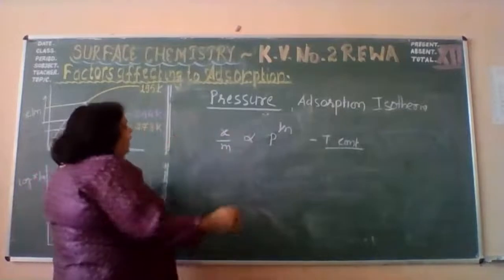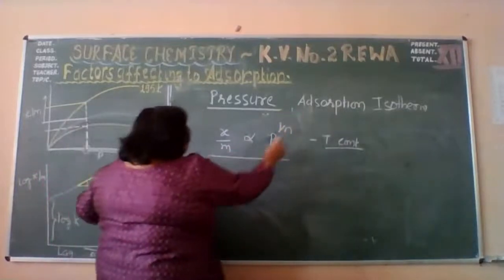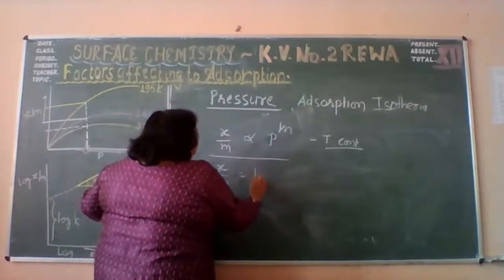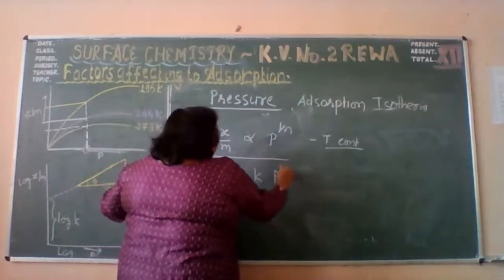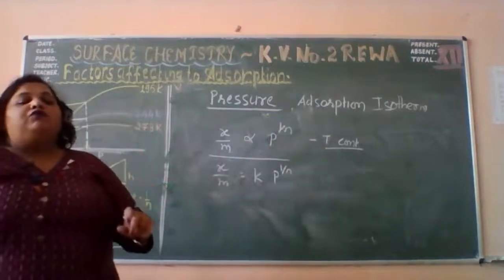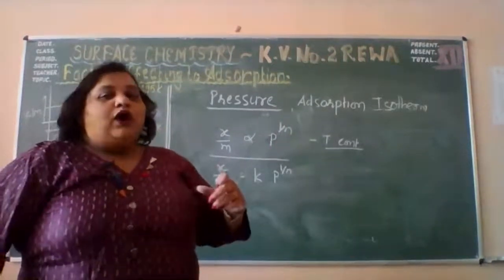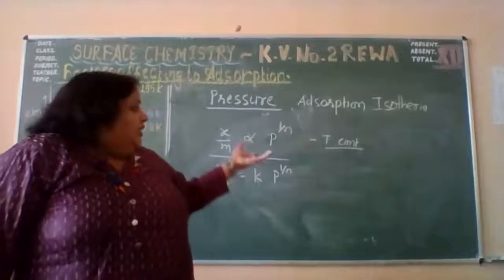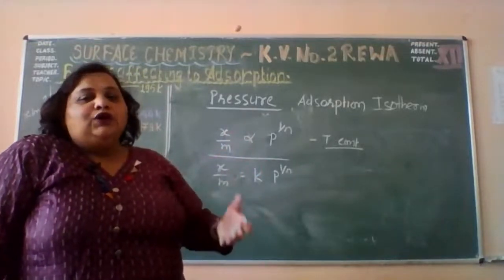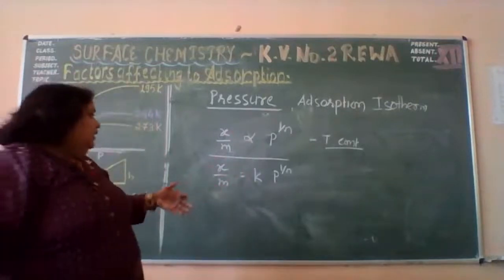Right? Now I'm removing the proportionality sign here. x upon m is equal to k p to the power 1 by n. n is any integer value, and what may be its possible value, that I'm coming to now in the conclusion I'm going to discuss over here, right?